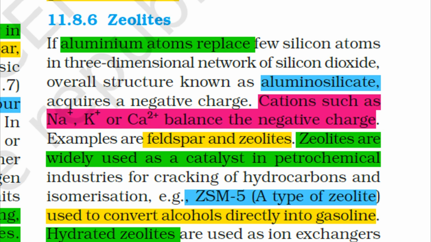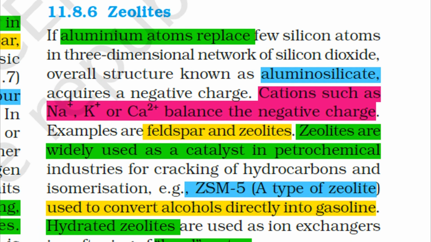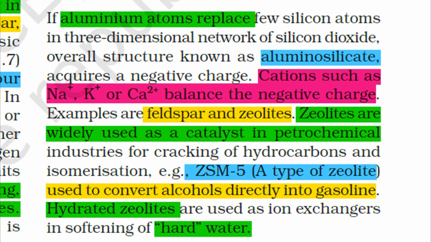Next, 11.8.6 Zeolites. If aluminium atoms replace a few silicon atoms in the three-dimensional network of silicon dioxide, the overall structure, known as aluminosilicate, acquires a negative charge. Cations such as Na+, K+, and Ca2+ balance the negative charge. Examples are feldspar and zeolites. Zeolites are widely used as a catalyst in the petrochemical industry for cracking of hydrocarbons and isomerization. An example is ZSM-5, a type of zeolite used to convert alcohols directly into gasoline.